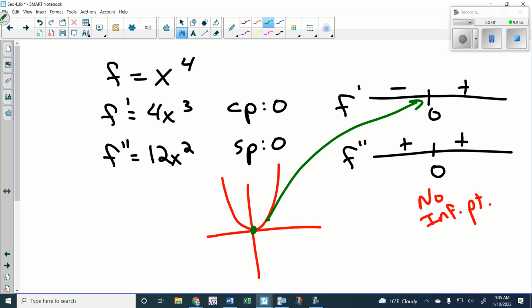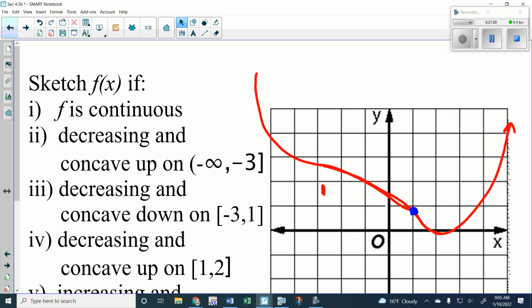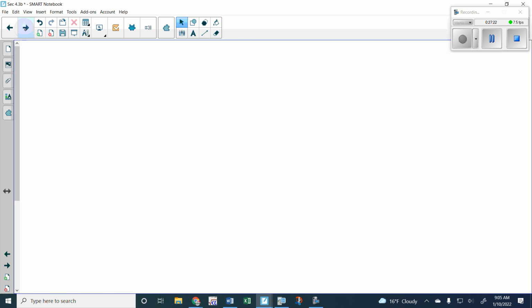So the sign analysis of the second derivative tells you where it's concave up and down, and if there's no sign change, there's no concavity change, and so there's no inflection point. It's similar to when, did we do an example?